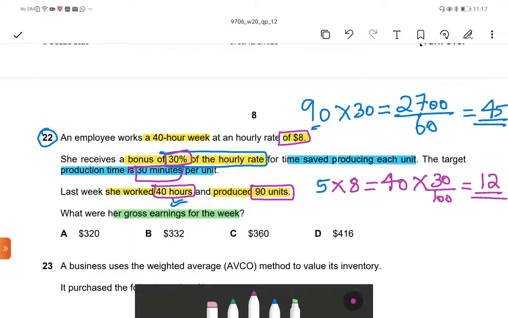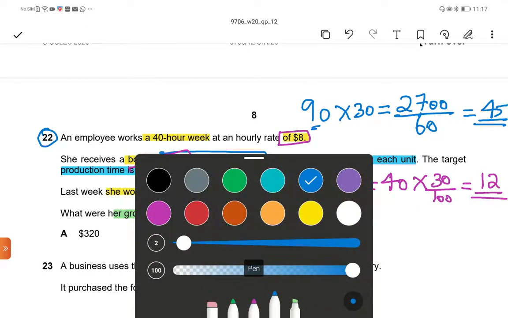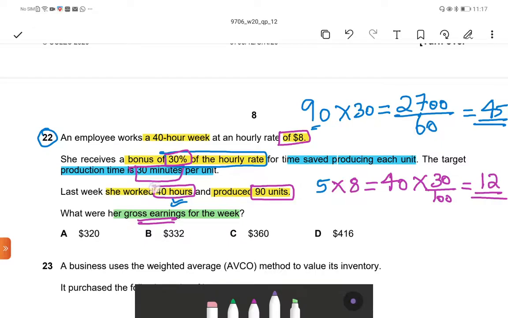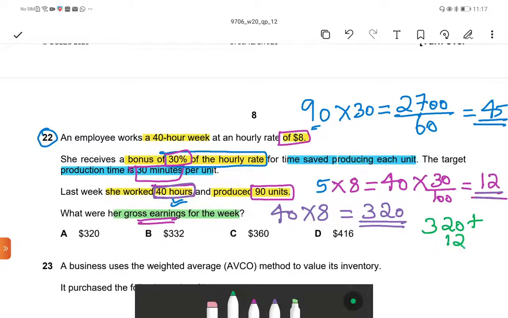So the question is, what were her gross earnings for the week? Extra she will get is 12, and the actual amount is how much? 40 hours she worked. So 40 multiplied by 8 is $320, which is the hourly payment, plus bonus of 12. So total is 320 plus 12, which is 332. So what is the correct option? Option B is the correct answer.